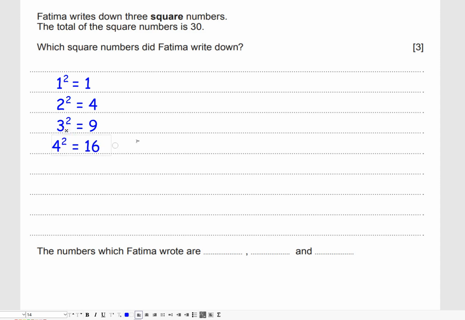Again, if I use each of these, 1 add 4 is 5, add 9 is 14, add 16 is 30, but we can see it's only 3 square numbers that we can use. So, if we carry on going, 5 squared. Remember, it doesn't mean 5 times 2 is 10. It's 5 times 5 equals 25.